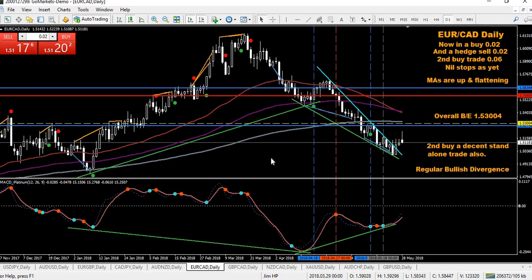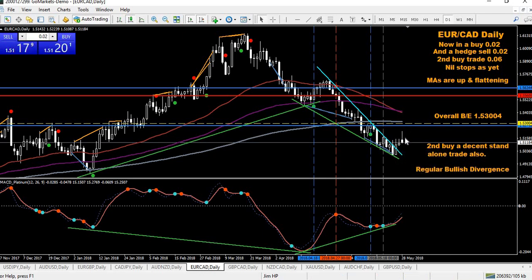Euro Canadian is starting to look good today. In a buy, a sell, another buy. This grey line here, I was looking at possibly taking another buy if it broke the trend line. It's broken the trend line in here, and it could have been a viable trade to take another buy trade there.